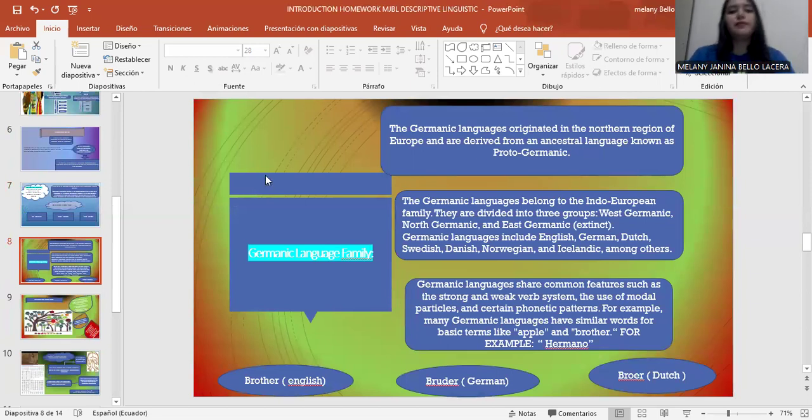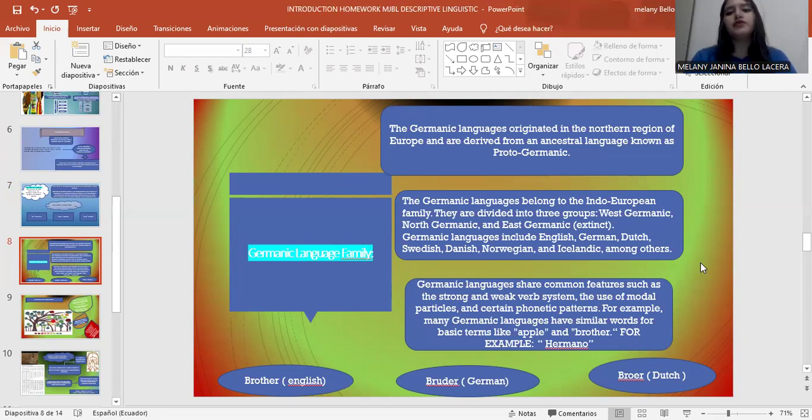In the case of the Germanic language family, it originated in the northern region of Europe and is derived from an ancestral language known as Proto-Germanic. It belongs to the Indo-European family, and it is divided into three groups: West Germanic, North Germanic, and East Germanic.